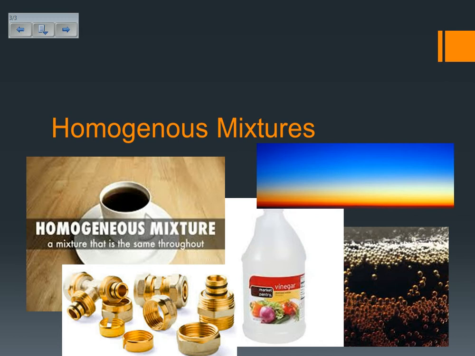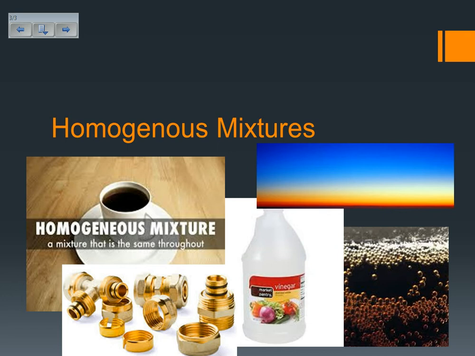Homogeneous mixtures or solutions, like that solution of coffee, let's say that there's a whole bunch of sugar in it. How could we separate the coffee from the sugar? Yeah, we could boil it. We could boil the coffee off and leave behind all the sugar that was there, okay? And so that's a good way to do it.